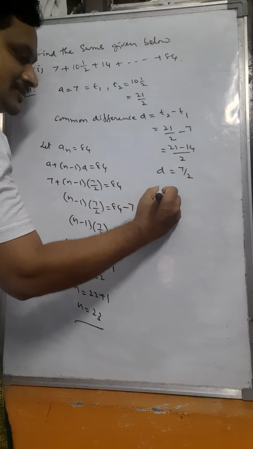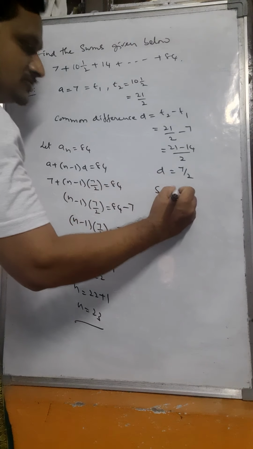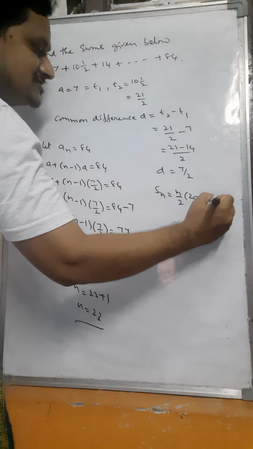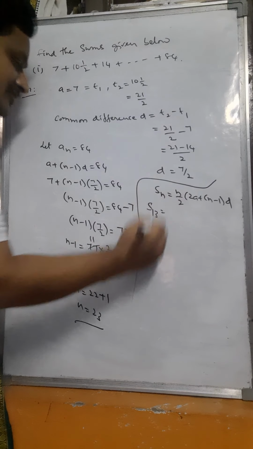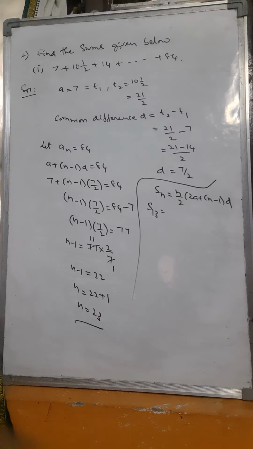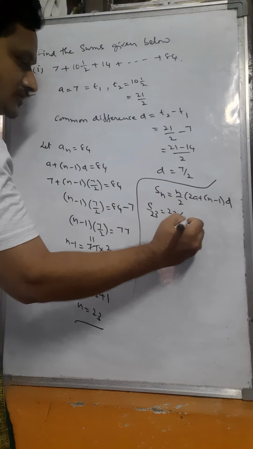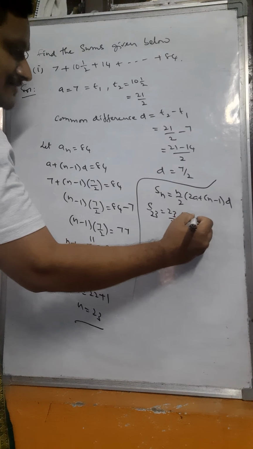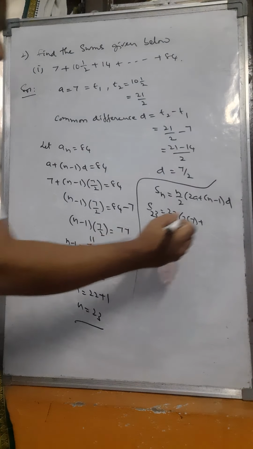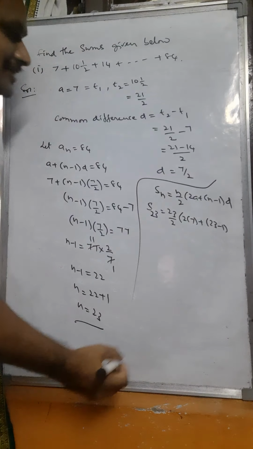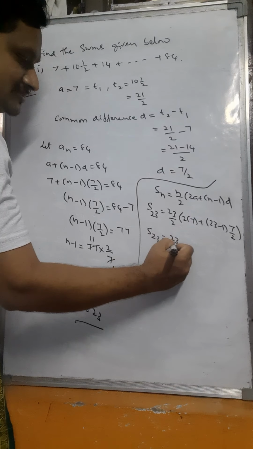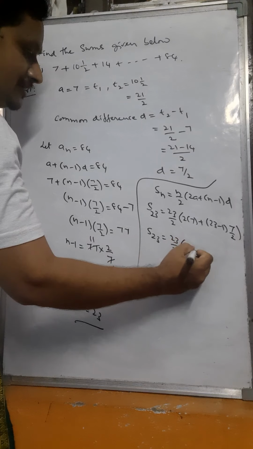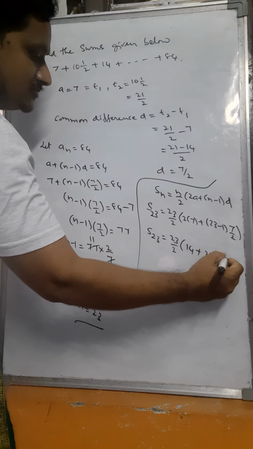Now we have to find the sum of the n terms. Sn is equal to n by 2 into (2a plus (n minus 1) into d). So S23, the sum of the 23 terms: 23 by 2, 2a, 2 into a means 14, plus (n minus 1), n minus 1 means 23 minus 1, d means 7 by 2. So that is S23 is equal to 23 by 2 into (14 plus 22 into 7 by 2).